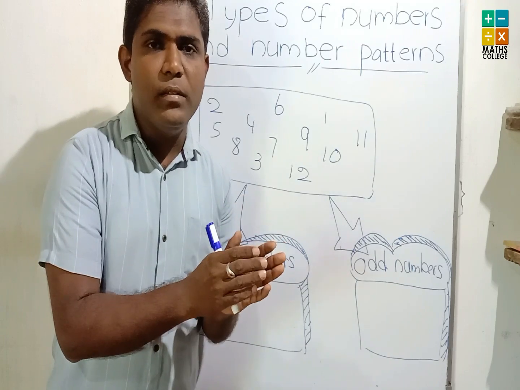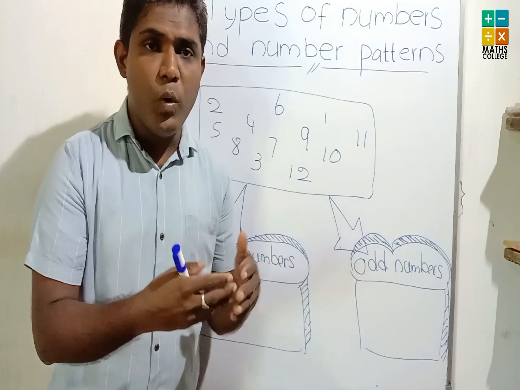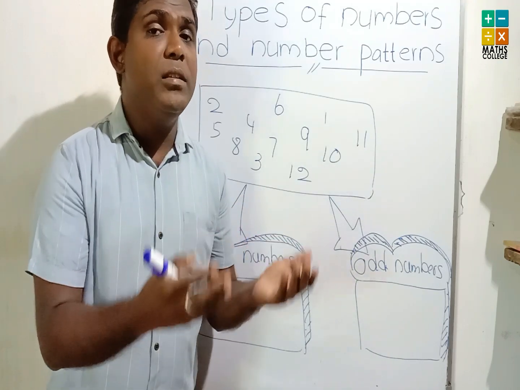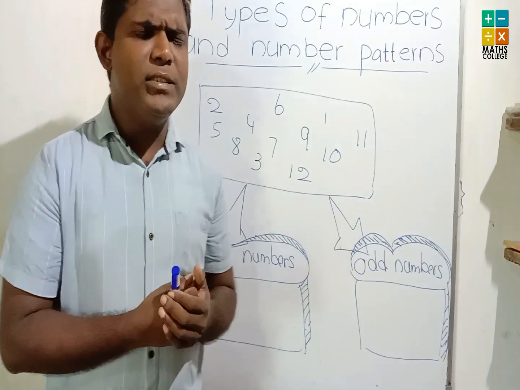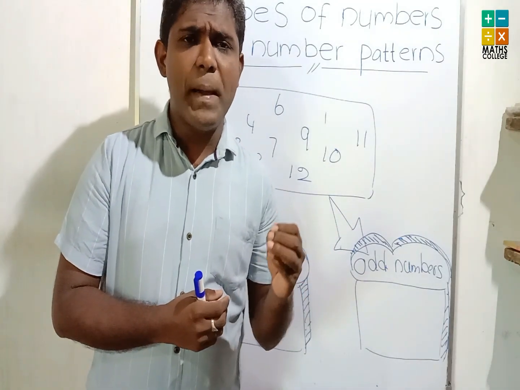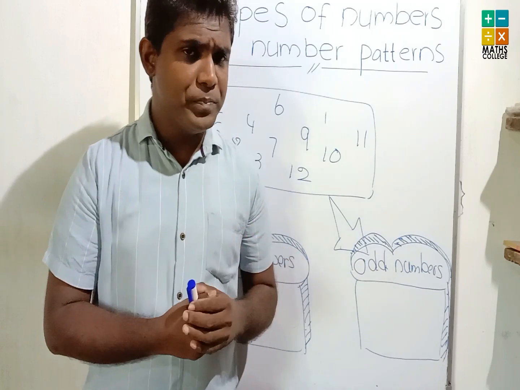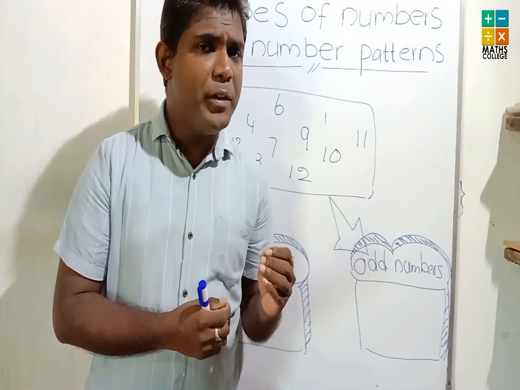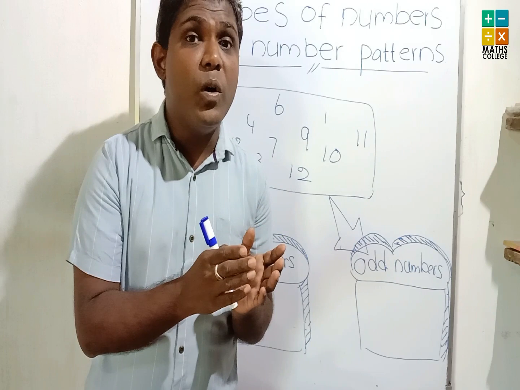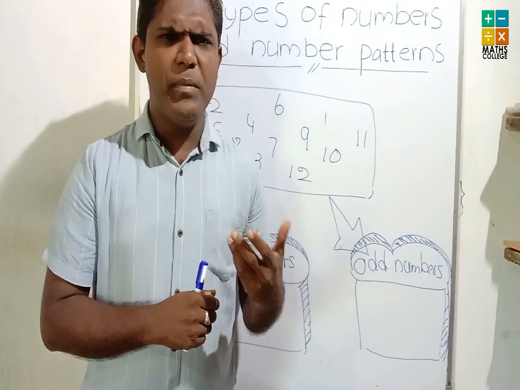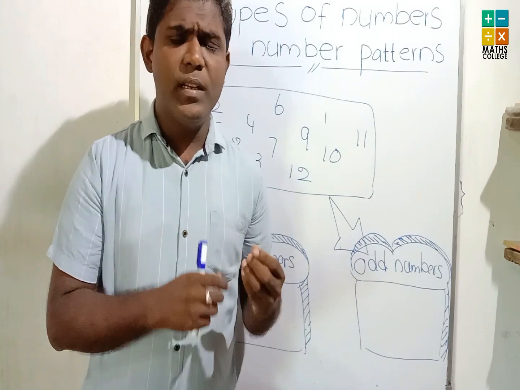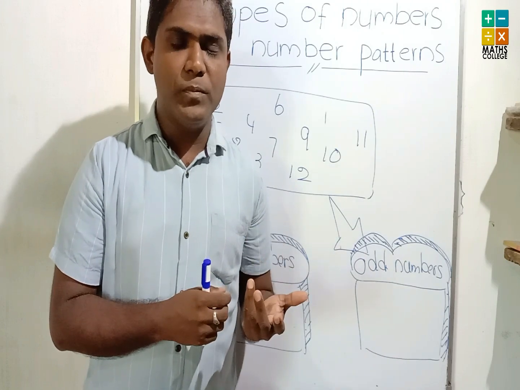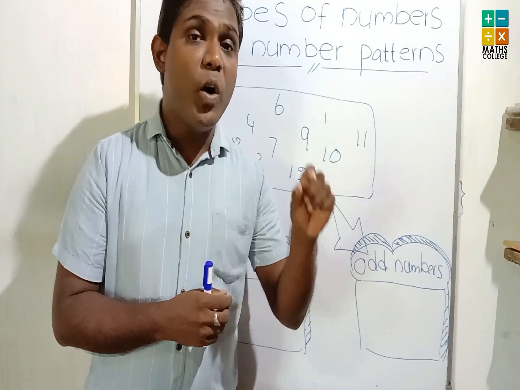When divided by 2 with no remainder, that is an even number. That means, my dear students, if the number is divisible by 2, that number is called an even number. And if the number is not divisible by 2, that is an odd number.